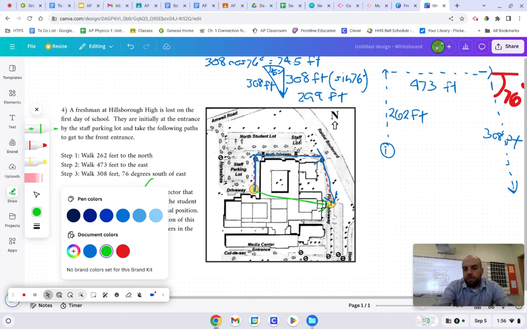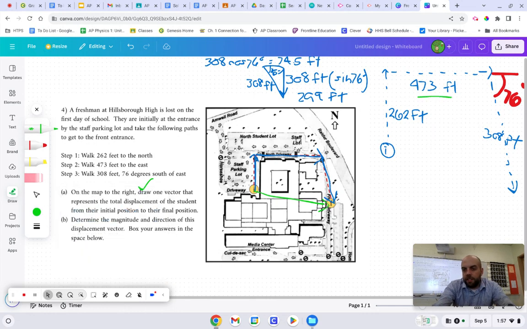The student must have moved 473 feet to the east and then another 74.5 feet to the east as a result of moving east on this triangle. So the total amount to the east is just those two added together. 473 plus 74.5. And that's 547.5 feet.